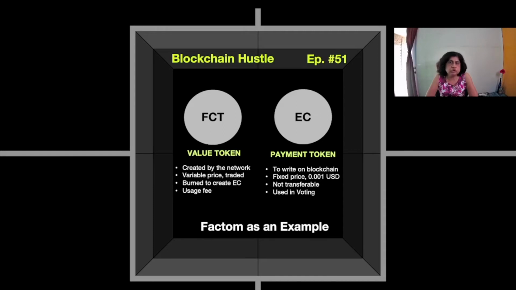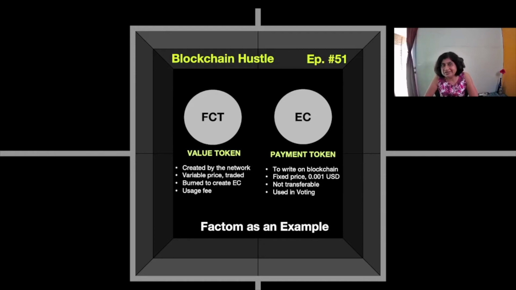And EC is equal to 1/10 of a US cent, which means that 1 EC is equal to 0.001 USD. Now, these ECs, these entry credits, are created by destroying or burning factoids. So what happens is that the user would first go to an exchange and purchase a factoid, either using another cryptocurrency or a fiat currency. And then he would burn factoids to create entry credit, and using that entry credit, he would write onto the blockchain. That means he would run the transaction on the blockchain.